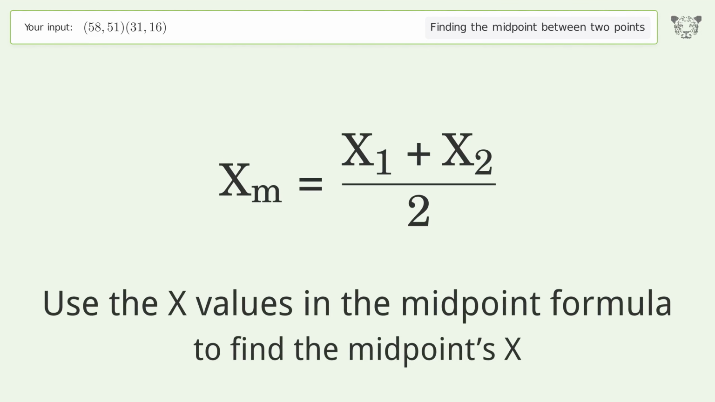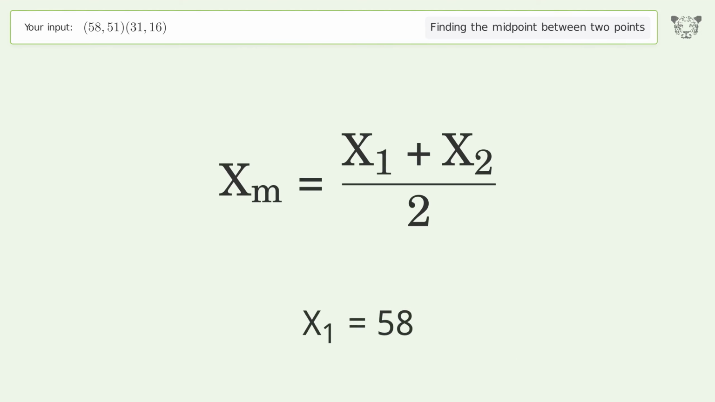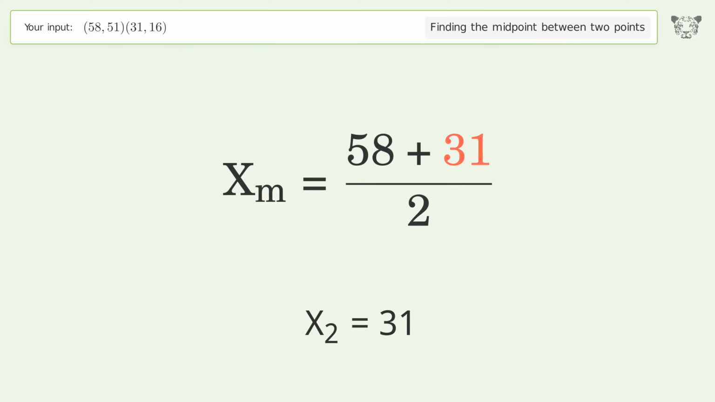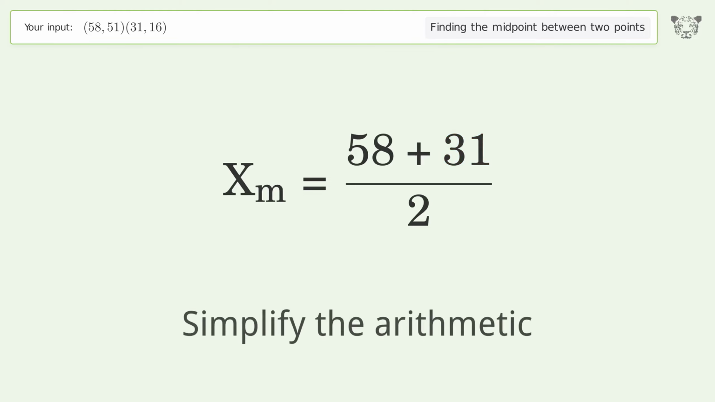Use the x values in the midpoint formula to find the midpoints x. x1 equals 58. x2 equals 31. Simplify the arithmetic.